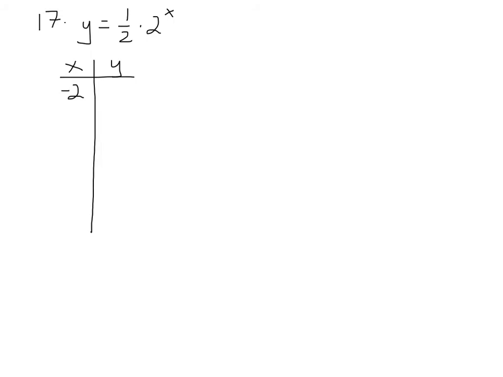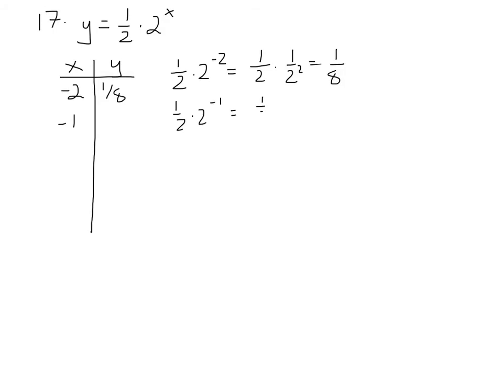This problem asks you to graph 1/2 times 2 to the x. So what I'm going to do is set up a table, get some values. If I plug -2 into the equation, that's 1/2 times 2 to the -2. I then have 1/2 times 1/2 squared, or 1/8. And put that there. -1. So 1/2 times 2 to the -1. 1/2 times that negative exponent makes another half. So I get 1/4.